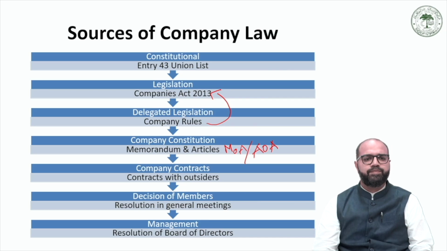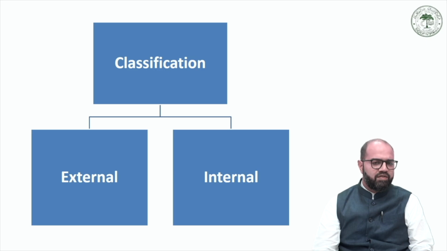Now, the laws that we have discussed in the previous slide could be classified under two broad heads. One is known as external and the other is known as internal. We call external laws those which are made by any organization outside of the company. For example, we have the Companies Act 2013, which is made by the Parliament of India. So, we call it external.